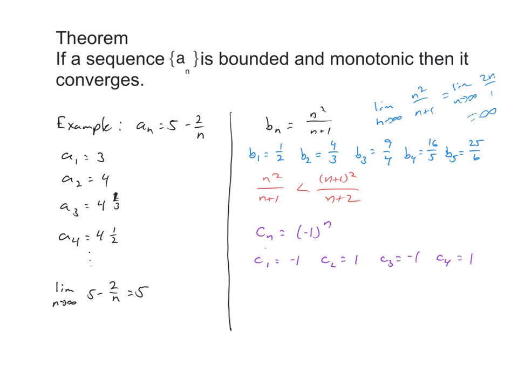The next one that we have is c sub n is equal to negative 1 to the n. That alternates. So this one is bounded, but it's not monotonic. Therefore, it doesn't converge. So what you have in these two different ones is that the previous one is monotonic, but it's not bounded, so we know it doesn't converge. And this one is bounded because it's going between negative 1 and 1, but it's not monotonic. And therefore, it also doesn't converge.